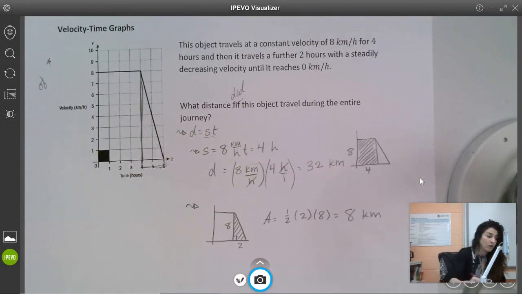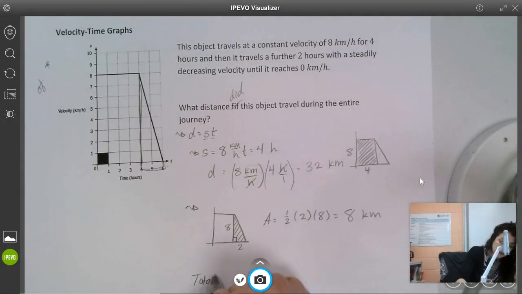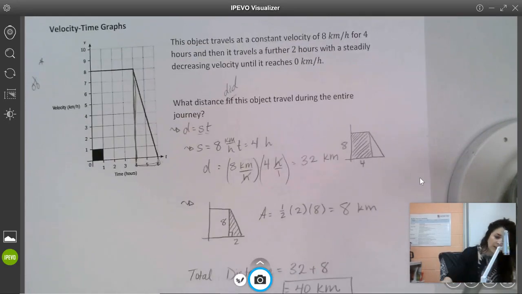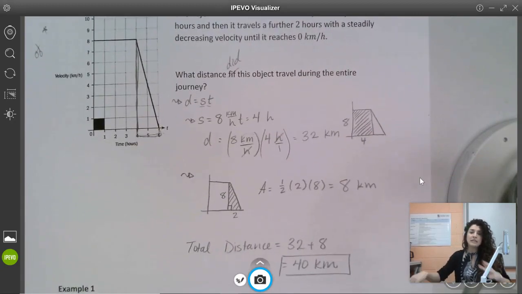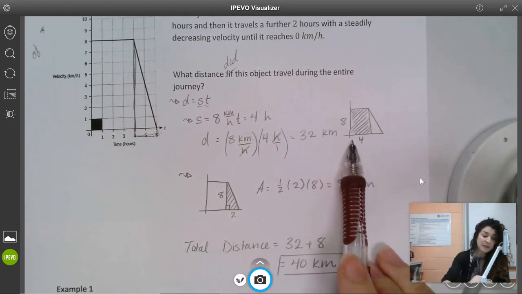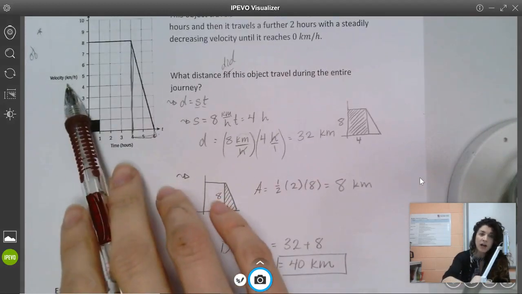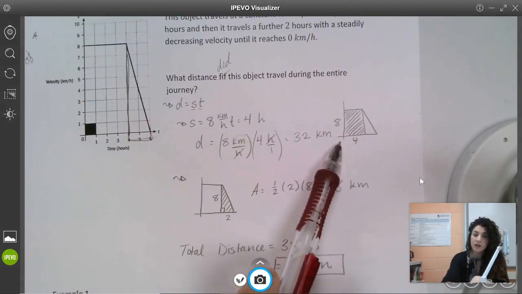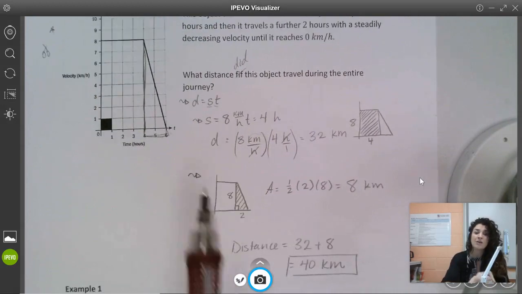So if we want to know the total distance, that total distance is 32 plus 8, which is 40 kilometers. So this is bringing in the relationship that we know about speed, distance, time, the relationship that we know about velocity and time, acceleration type of stuff, because we're getting to a displacement here from a velocity equation. And how we do that is by focusing on the area.